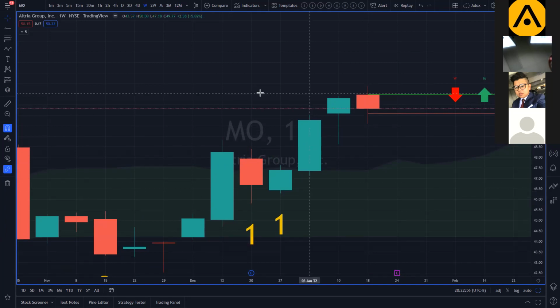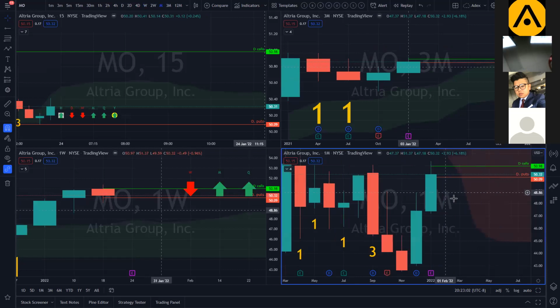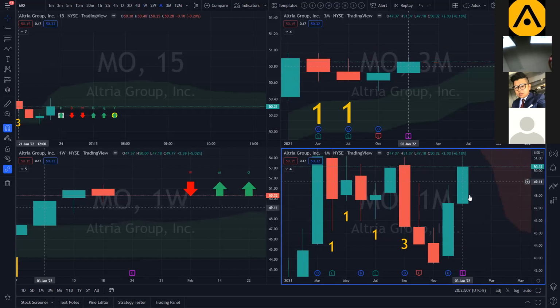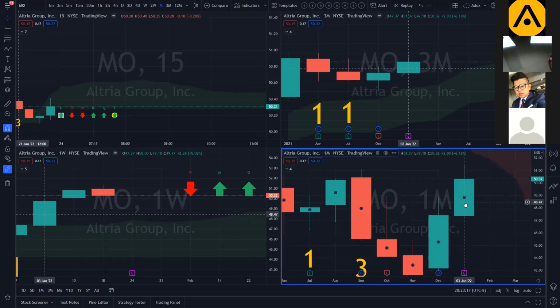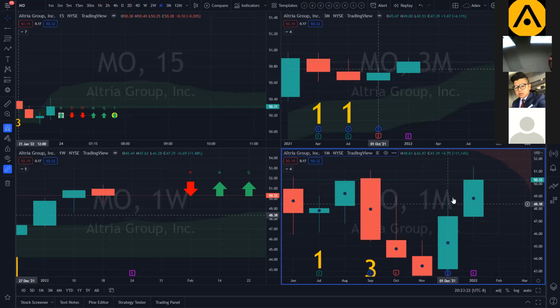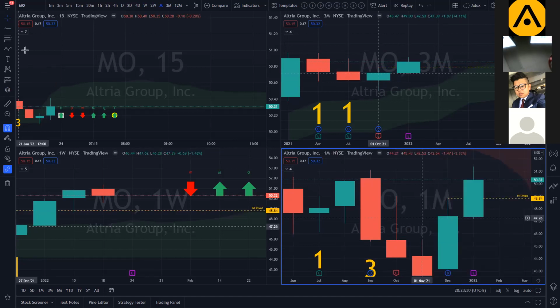Actually, let me mark out the levels first. Let me mark out these levels. Because the play already happened, you guys have to pretend it didn't happen yet. So on this monthly, I'm going to pretend this bar isn't here. You have to mark the previous bars. This wick right here on the monthly, I'm going to mark it: monthly pivot. This is another one right here, monthly pivot.